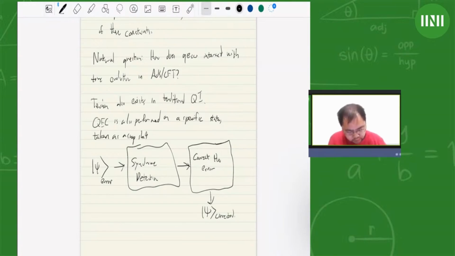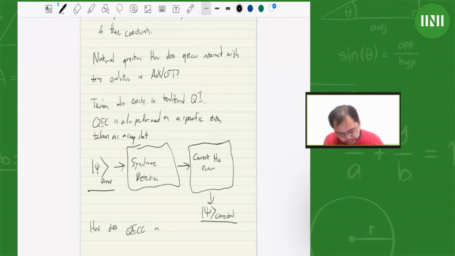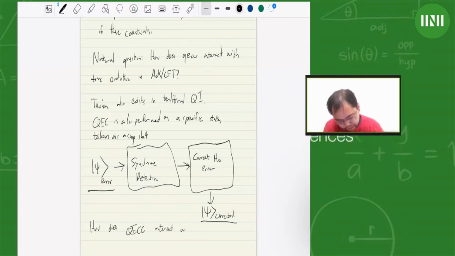But notably, this is also something that happens at a single instant in time, because you extract this state, you push it through, and then you essentially replace that state with this state. So this is also not a dynamical state. So there's a natural question in quantum information as to how does quantum error correction interact with dynamics in quantum information?